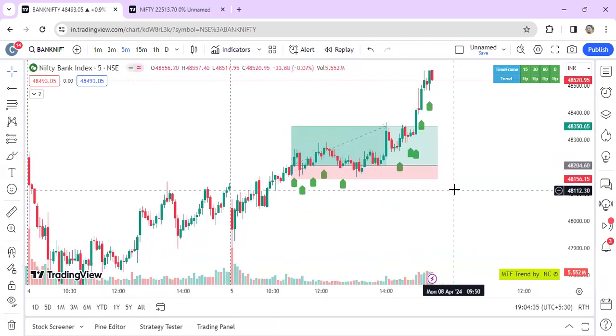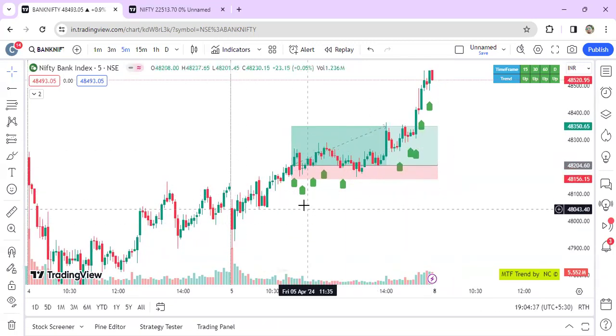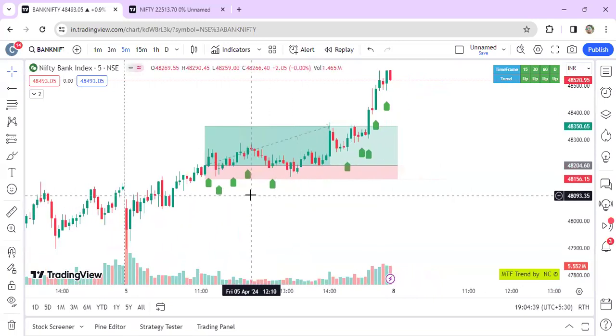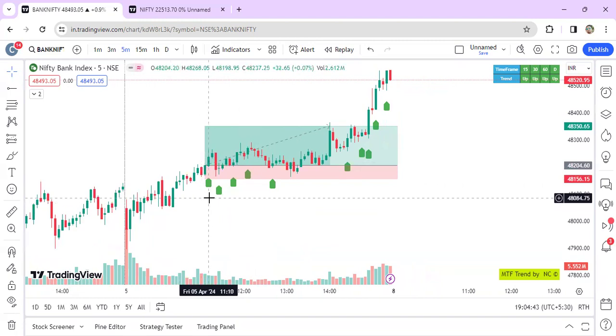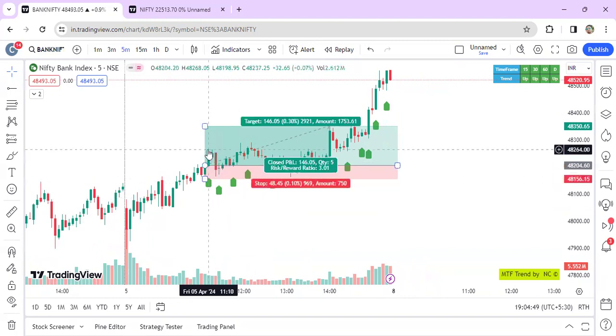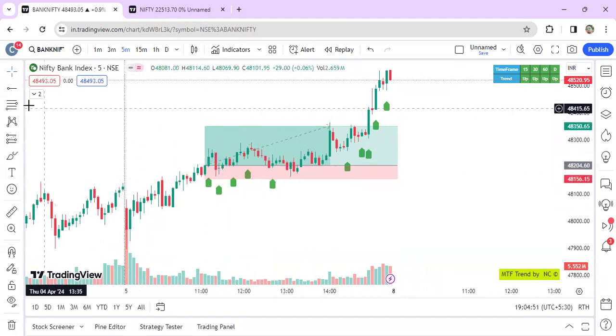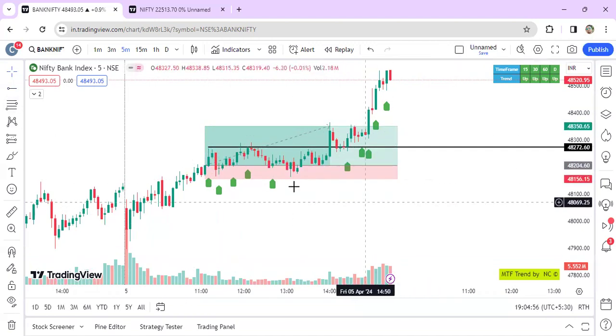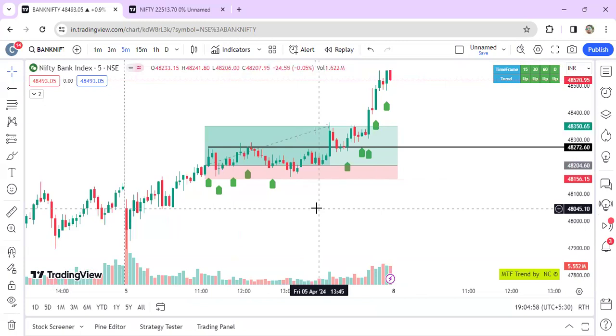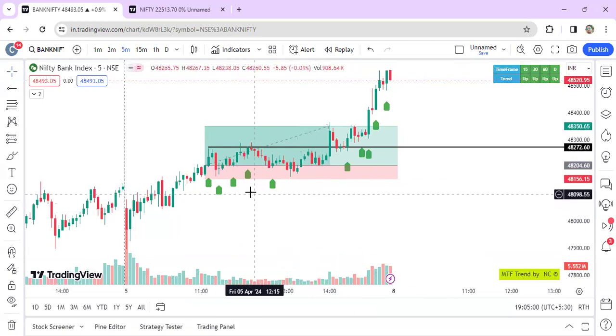First thing is, while using the indicator, the rule for going long is: whenever you see this particular green arrow generated, it is giving you a buy signal. So this will be your reference candle. And whenever this reference candle's high is breached, you should immediately enter the trade.